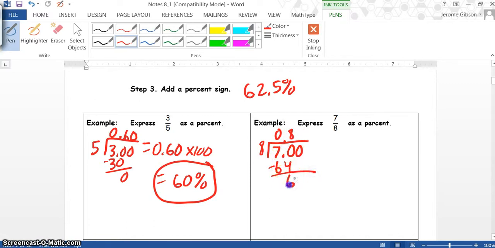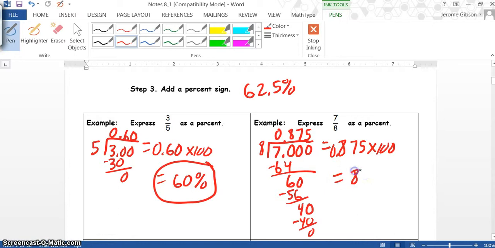70 minus 64 is 6. Bring down our 0. 8 goes into 60 7 times. 7 times 8 is 56. We have 4. We have to add a 0 here. Bring the 0 down. 8 goes into 40 5 times. 5 times 8 is 40. We have no remainder. Now we need to change this 0.875 to a percent. We'll multiply that by 100. So we'll take 0.875 times 100, which will give us 87.5, and then we will add our percent sign at the end. And we're done.